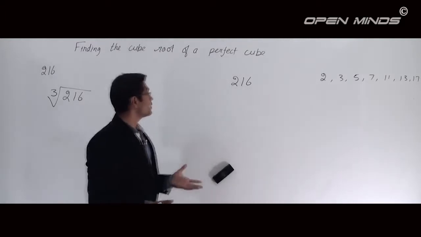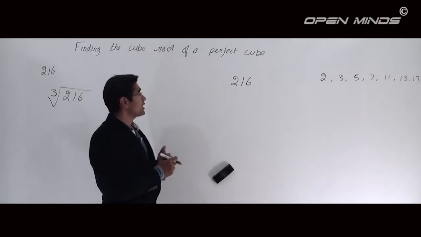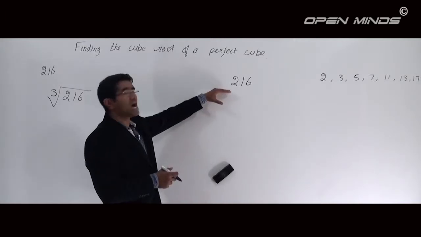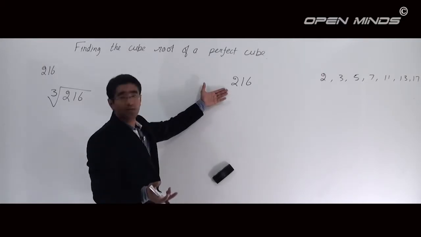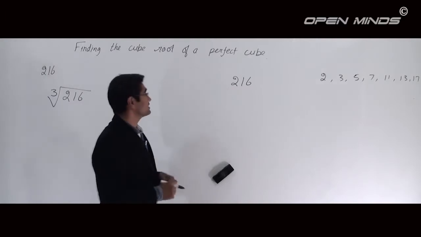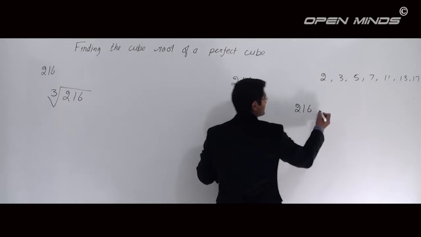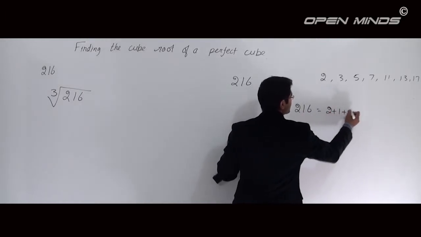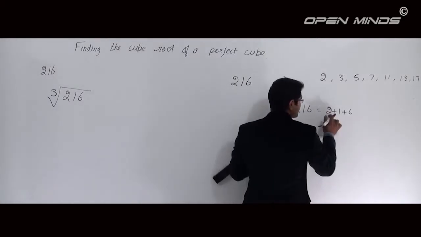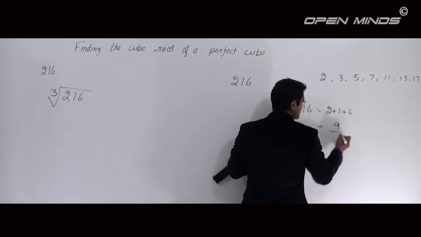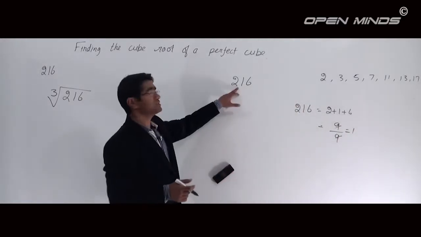So how do I go ahead with this? The best thing is to make the question a little smaller. I'll try to divide this by 9. How sure am I that I can divide it by 9? There is a test. If I have 216 and I add the digits, 2 plus 1 plus 6, I get 9. Can I divide 9 by 9? Yes, I can. So it means I can also divide 216 by 9.